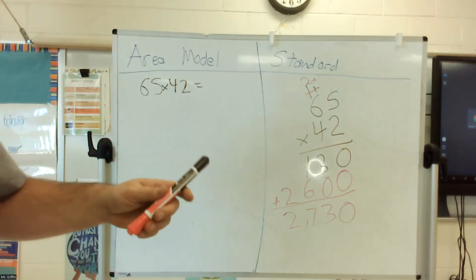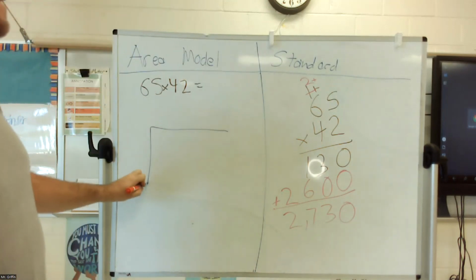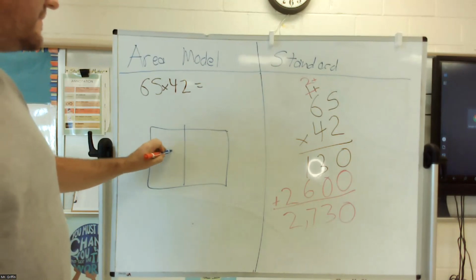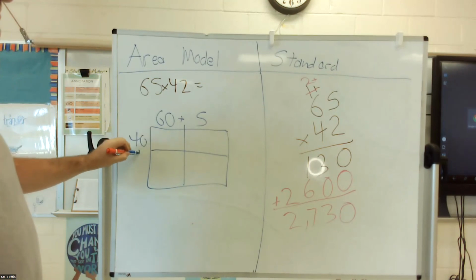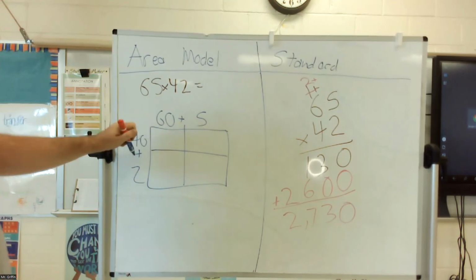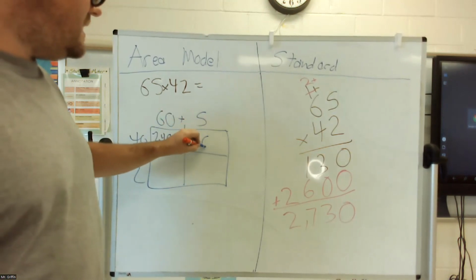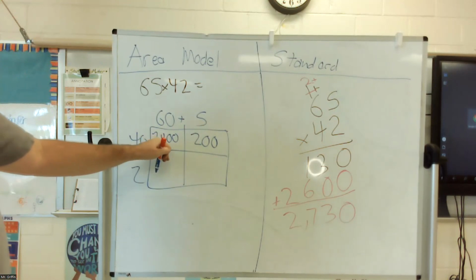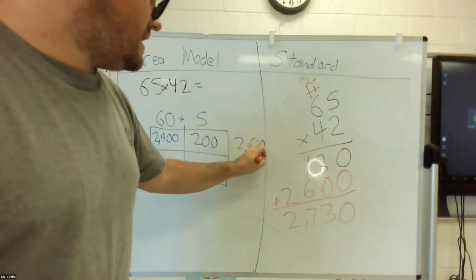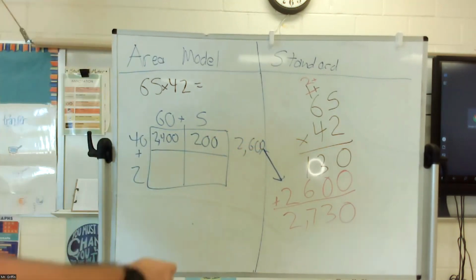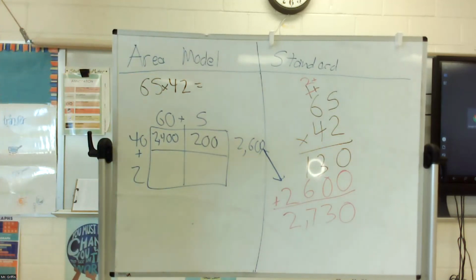All right, so now I'm going to do my area model. Now this time I'm not going to write down what I'm doing inside each box for the sake of time. So then 60 plus 5, 40 plus 2. I know 4 times 6 is 24, 2 zeros. 4 times 5 is 20, extra zeros, 200. Add these two together and you get 2,600. Look at the connection right there. Same thing. I'm just doing the same thing, just breaking it up a little differently.